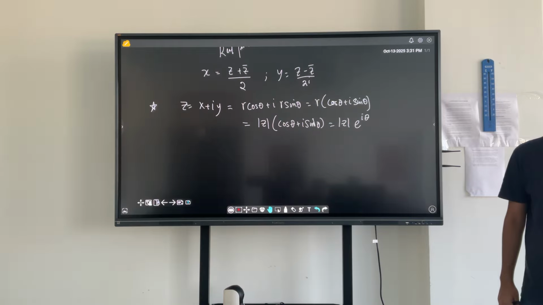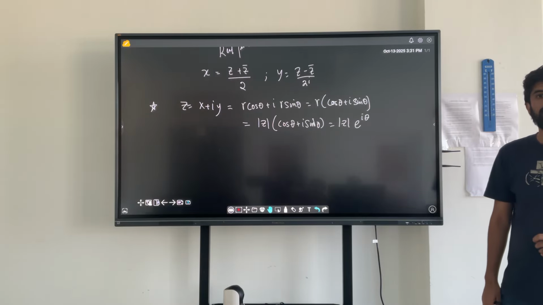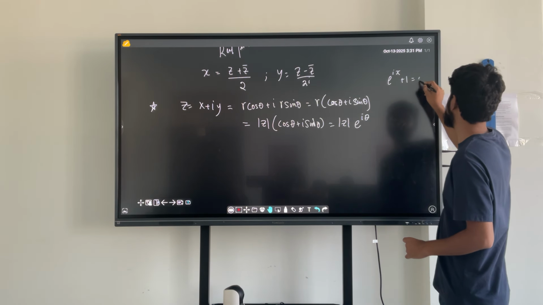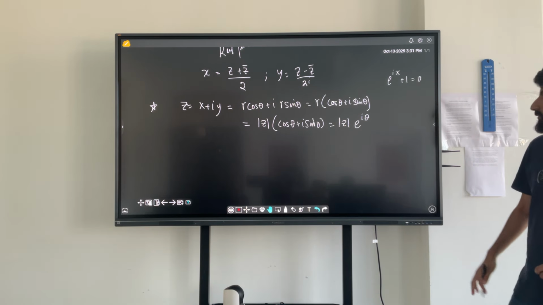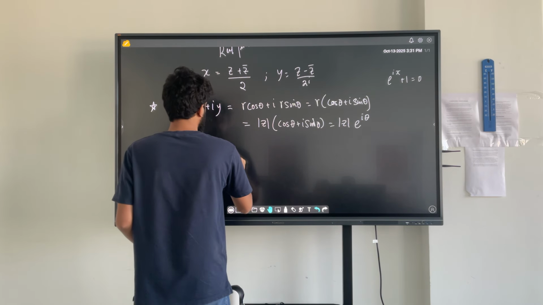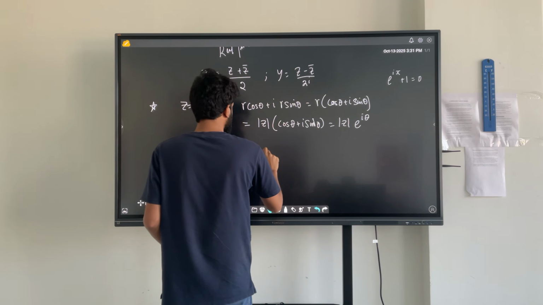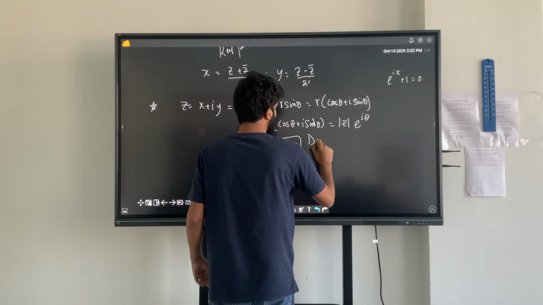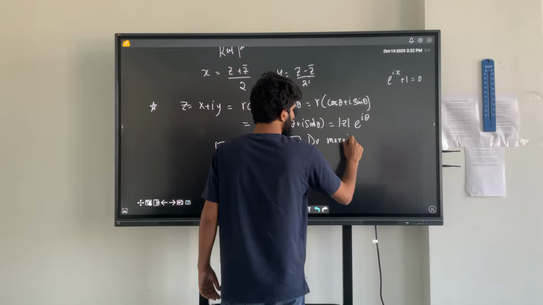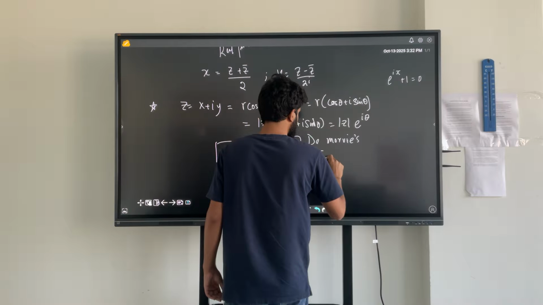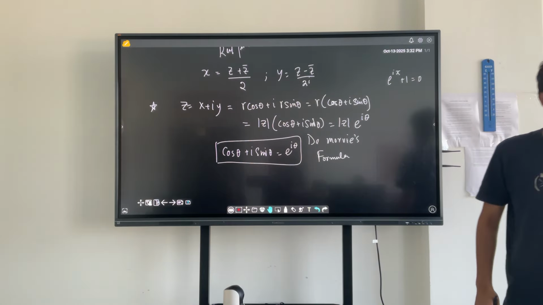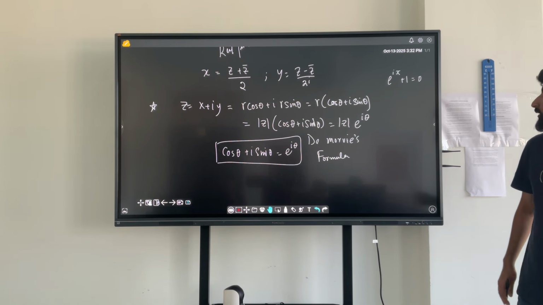Do you guys know? Euler's identity? No, Euler's identity is e power i pi plus 1 equal to 0, I think. You want to show this thing, cos theta plus i sin theta is e power i theta. I think it's called de Moivre's theorem, or de Moivre's formula or something. You don't know? Okay.